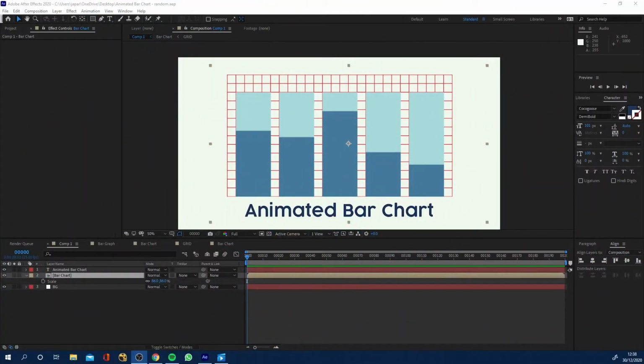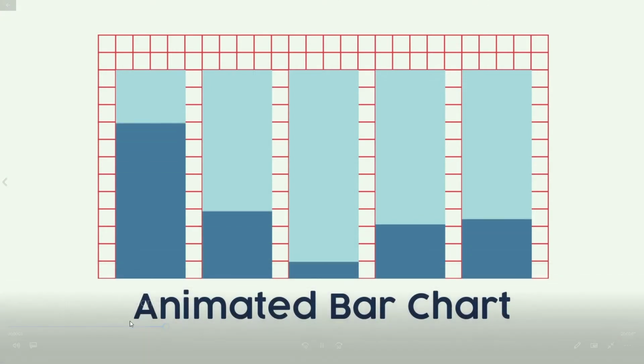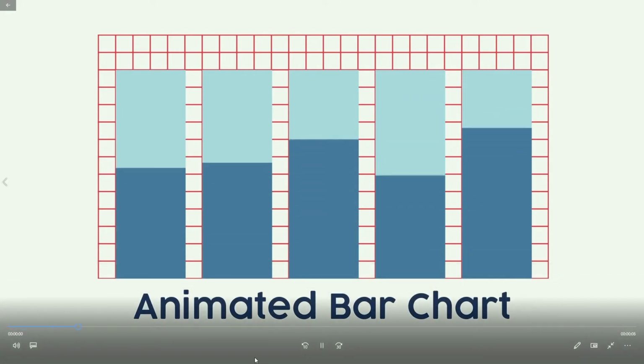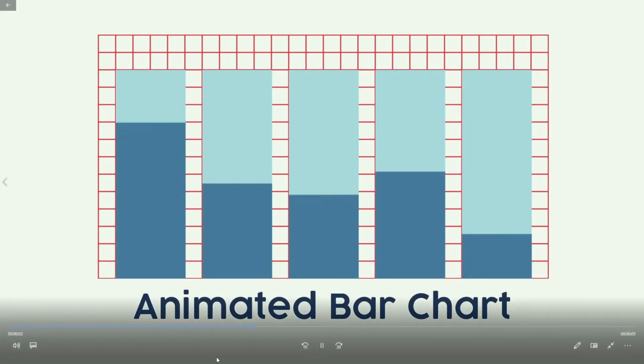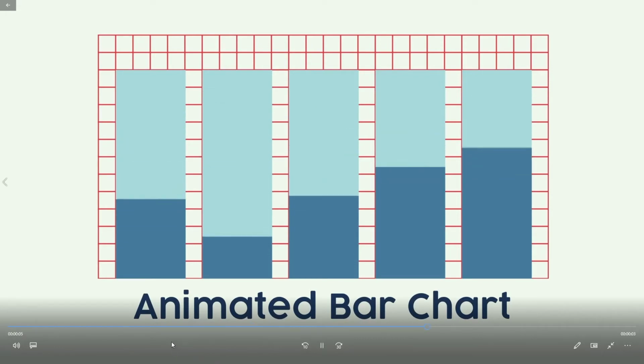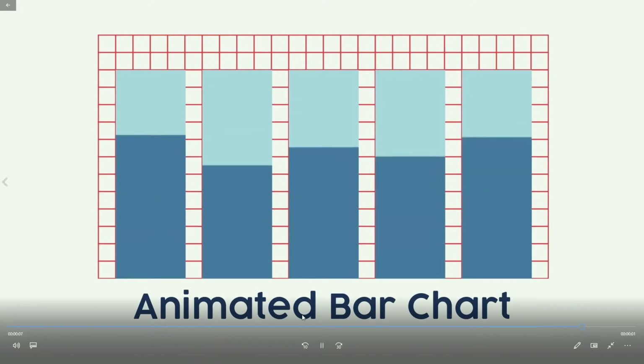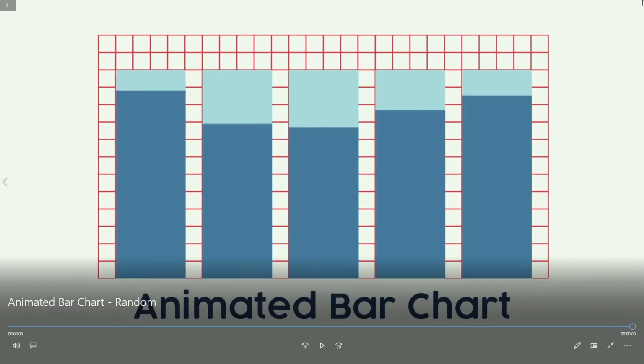So before we dive into After Effects, let's have a quick look again at what we're going to be creating, and that is this random animated bar chart. And we're going to be doing this with the repeater, which is one of the animation effectors of the shape layers. Okay, so let's jump on in.